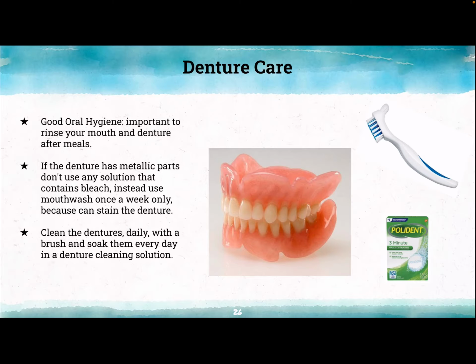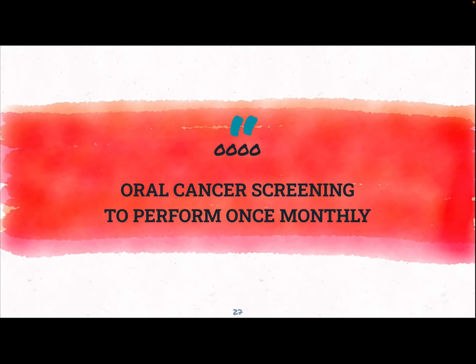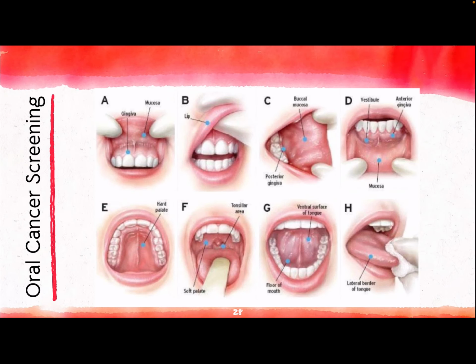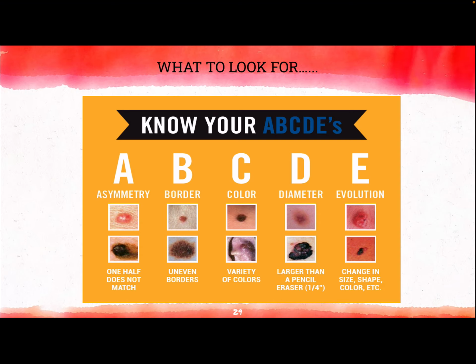Now we're going to talk about oral cancer screening that is recommended to perform once a month. Oral cancer screening is performed once a month in order to detect early suspicious lesions. The picture shows all the areas that we can examine when performing oral cancer screening. These areas are the most common areas where suspicious lesions can appear. When an oral lesion is present that remains more than 2 weeks, it should be monitored to identify changes in the appearance and size of the lesion.